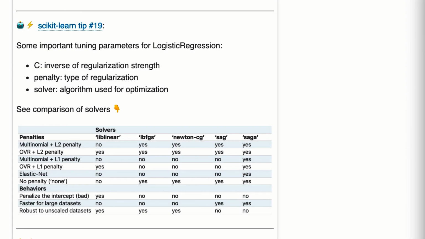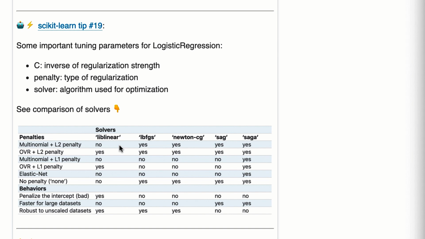Tip 19. Some important tuning parameters for logistic regression. We've got C, inverse of regularization strength, penalty, type of regularization, and the solver, which is an algorithm used for optimization. And here's a little comparison table of the solvers that I pulled from the scikit-learn documentation.